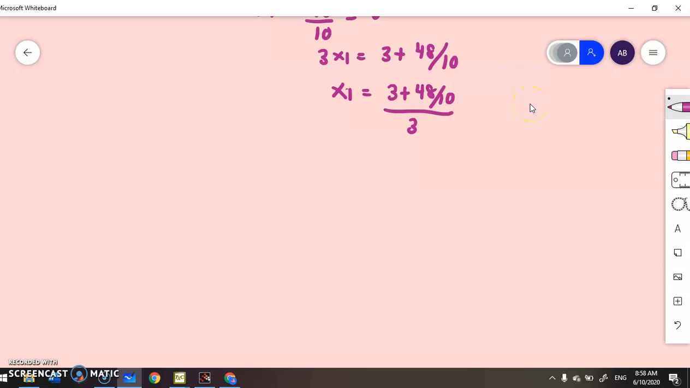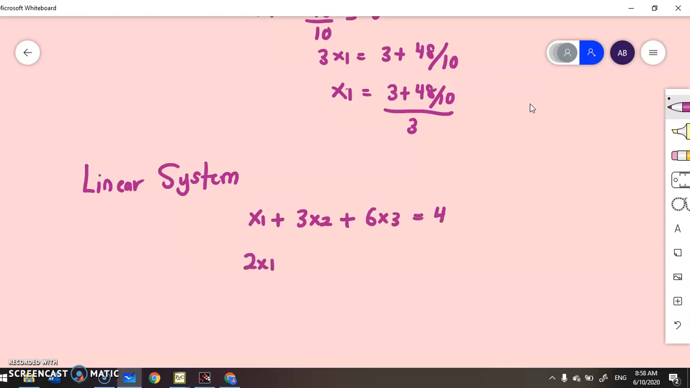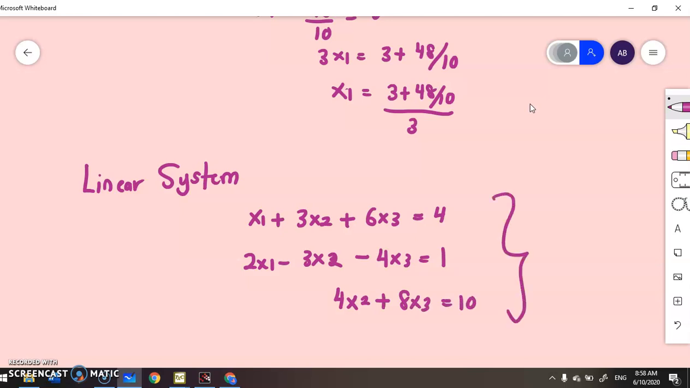Now, what if you have a system like this? Look at a linear system again. x1 plus 3x2 plus 6x3 equals 4. 2x1 minus 3x2 minus 4x3 equals 1. 4x2 plus 8x3 equals 10. How do you solve now? We call it a 3-dimension system. How do you solve?